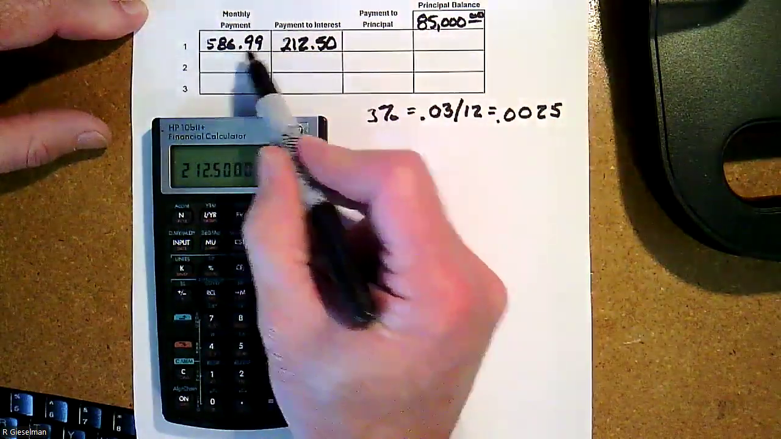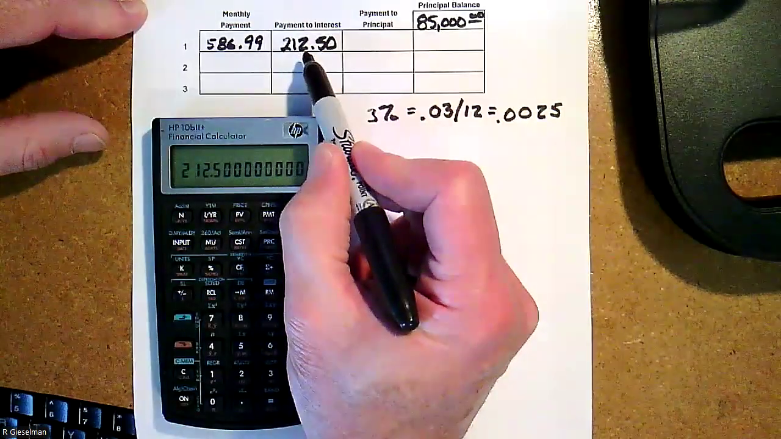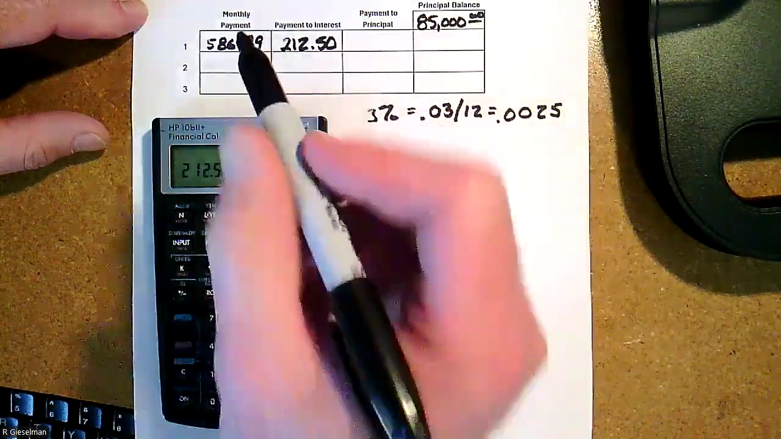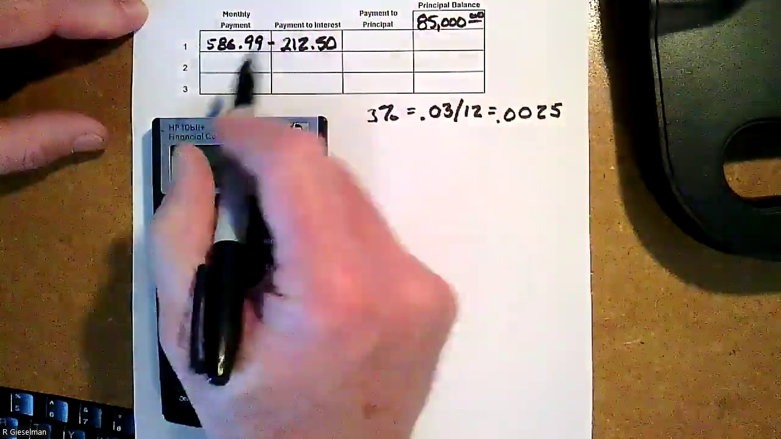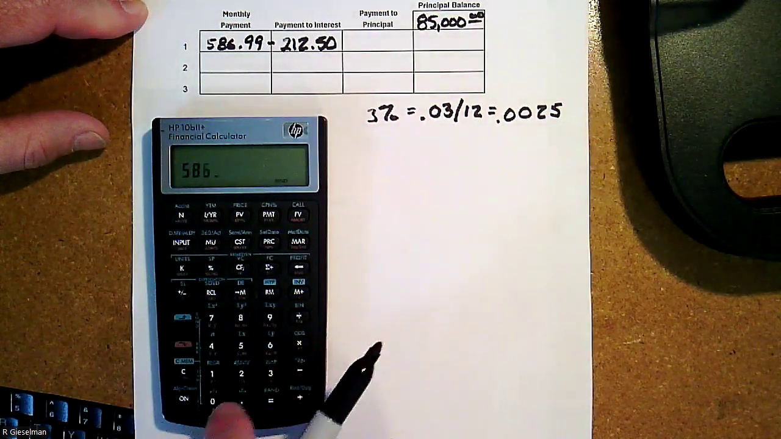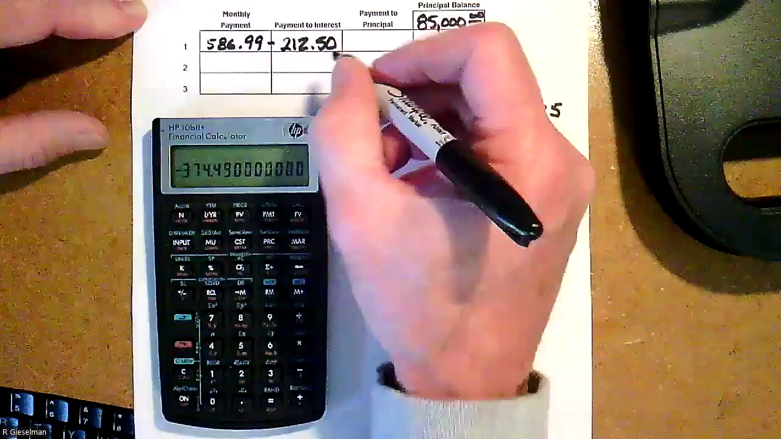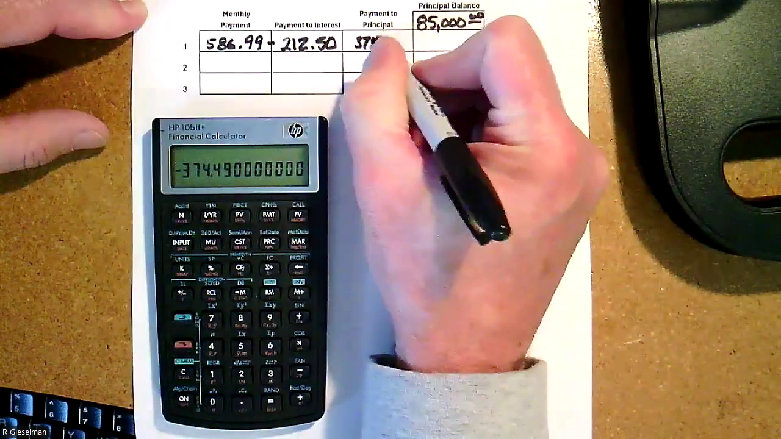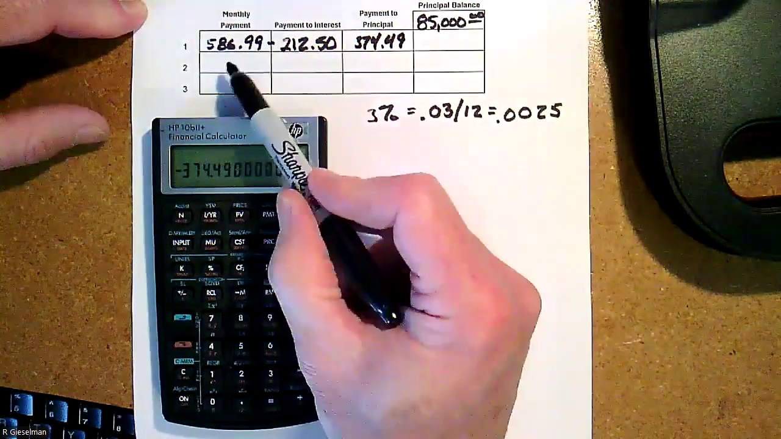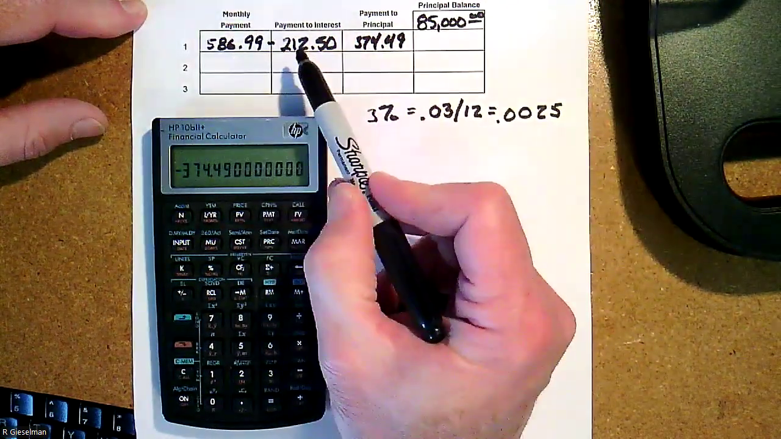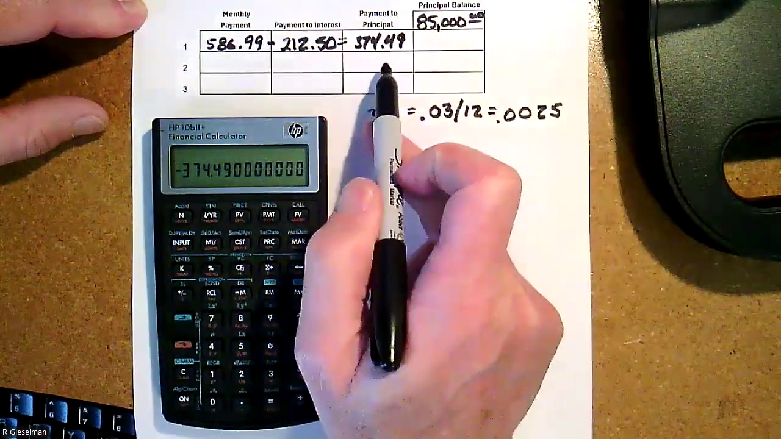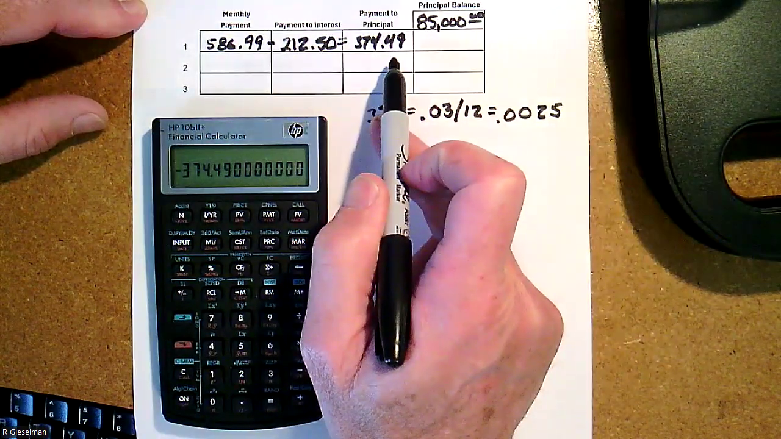This is my total payment. This is the portion of it that is going to interest. So how much of it's going to go to actually pay off the loan? Well, if you take the 212 from 586, you get 374.49. So out of your $586 payment, 212 is going to interest and 374.49 is going to principal.